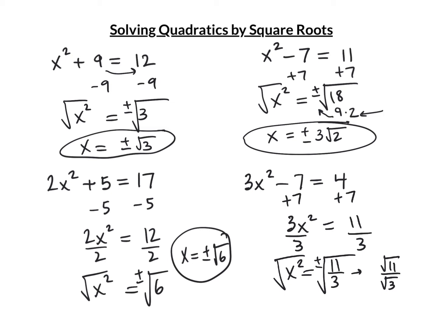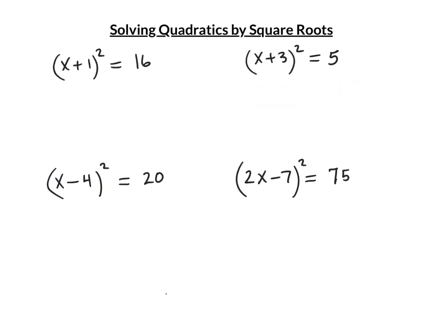We need to rationalize that because we don't leave a square root in the denominator. We multiply the top and the bottom, the numerator and denominator, by the square root of 3. And I get x equals, plus or minus, don't forget the sign, root 11 times root 3 is root 33. The square root of 3 times the square root of 3 is the square root of 9, and the square root of 9 ends up being 3. My answer then is the square root of 33 over 3.